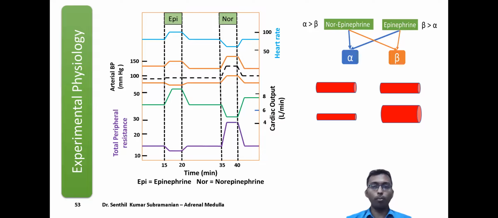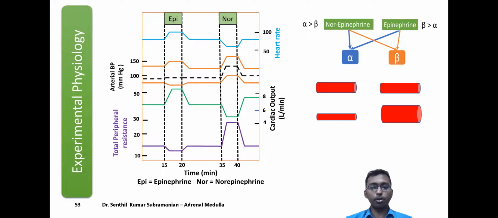Coming to norepinephrine infusion, we have seen that norepinephrine acts on alpha receptors to cause vasoconstriction. This is reflected in a drastic increase in total peripheral resistance in this experimental scenario.